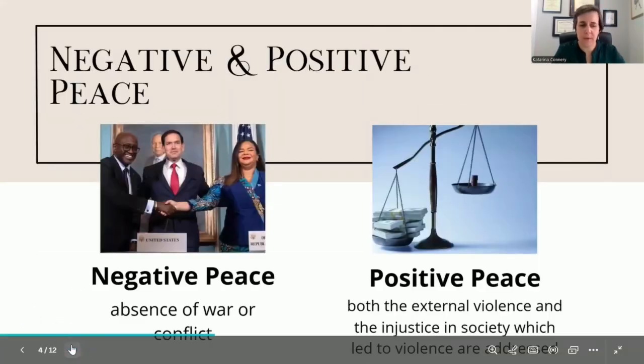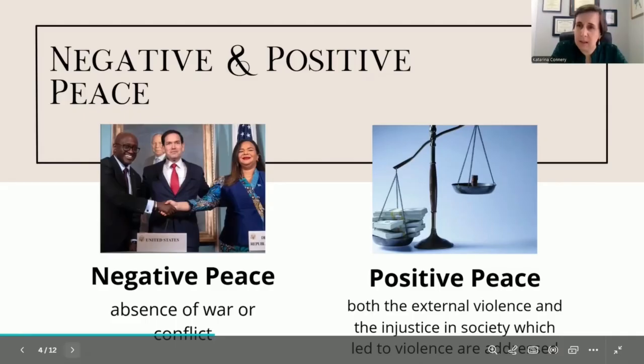So I spoke about this briefly in a previous video, I believe, but just to reiterate, we must consider in our analysis the difference between negative peace and positive peace. Negative peace means the absence of war, the absence of violent conflict, or even after a war is over, when a treaty is signed, an agreement is signed, there can be a state of negative peace.